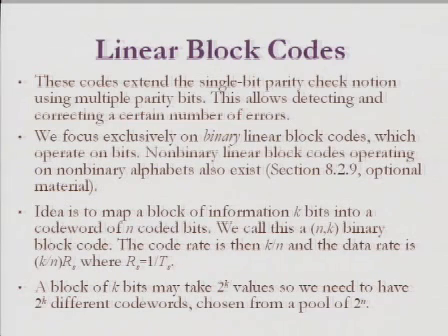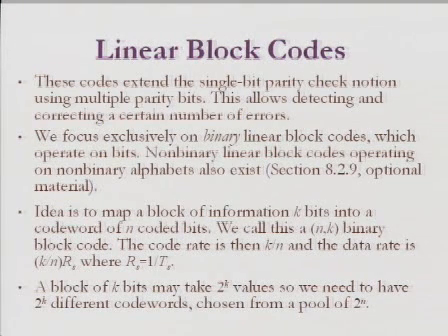The rate of the code is just k over n, and so the data rate is k over n times the symbol rate in symbols per second, which is 1 over the symbol time. So this will tell you how many symbols per second you're sending, and then here you're saying how many information bits you're sending per symbol.